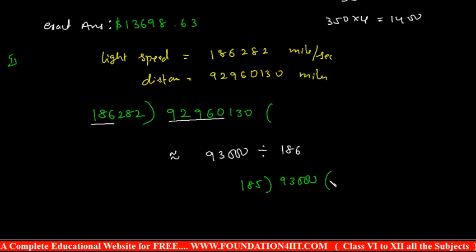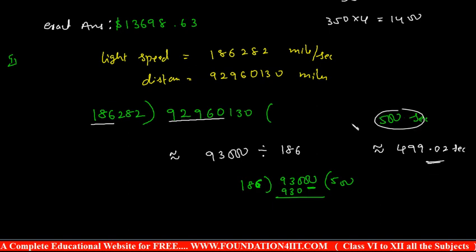93,000 divided by 186. 186 fives are exactly 930. With the extra 2 zeros, that means 500. So 500 seconds is the time it takes to travel. How many seconds does light take from sun to earth? It's 500 seconds. But the original answer, if you compute, is 499.02 seconds. Our guess is 500. See, very near value.